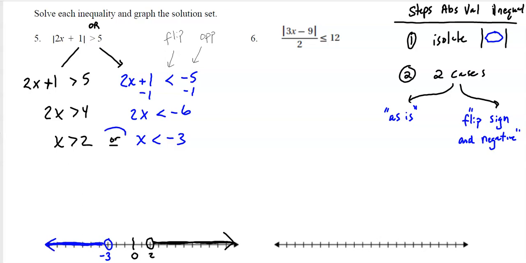All right? The OR problems typically take off in two directions, but they're definitely not like a barbell where you're trapped in between two numbers. They kind of fly all the way out.